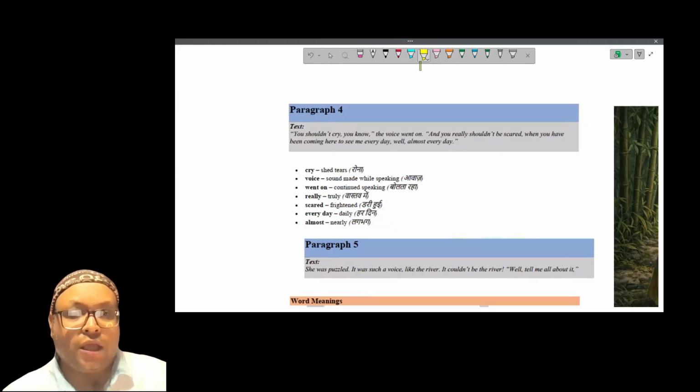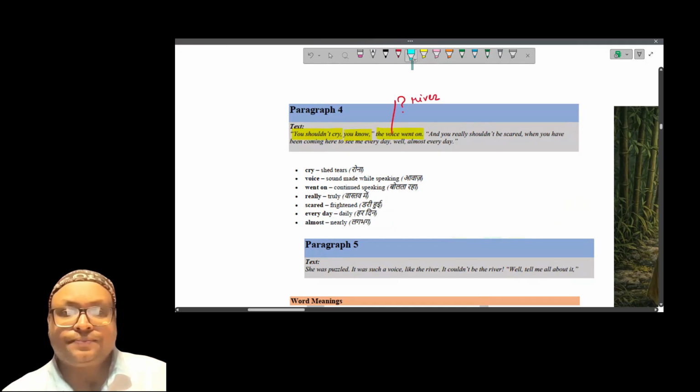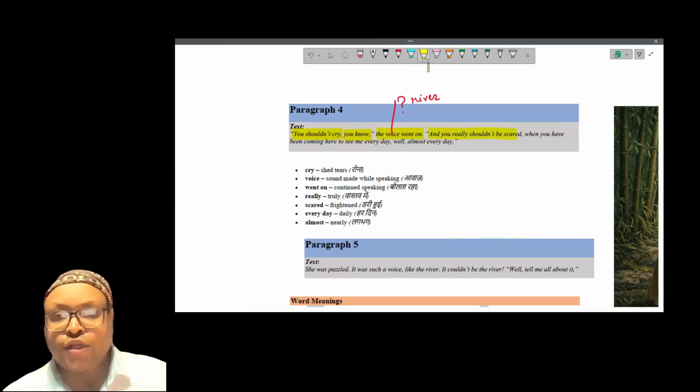Para 4: You should not cry. The voice went on. Now the voice is talking. You should not cry. Who is this voice? The river, as we know already. And you really should not be scared. Now, what is scared? Frightened. Don't be frightened. Don't be afraid.